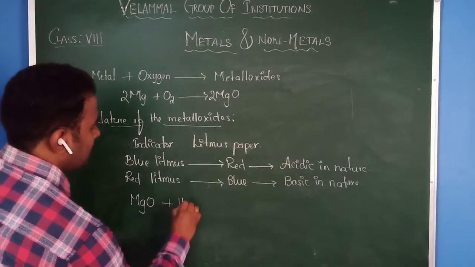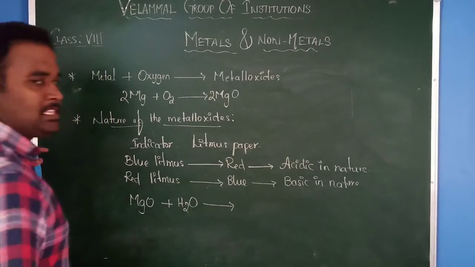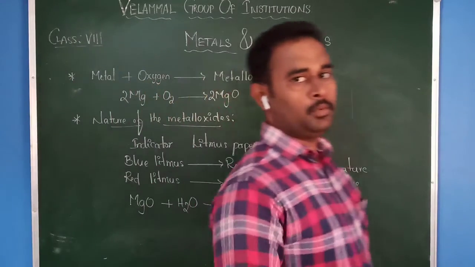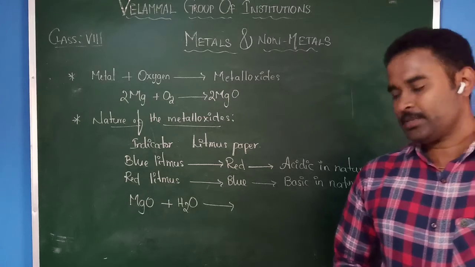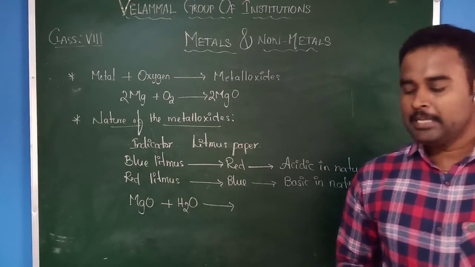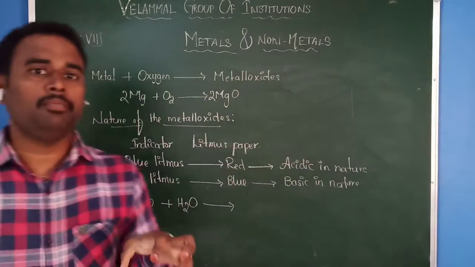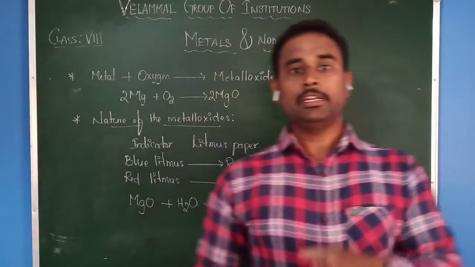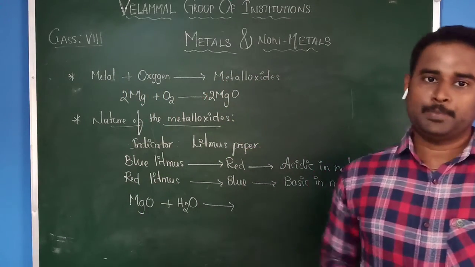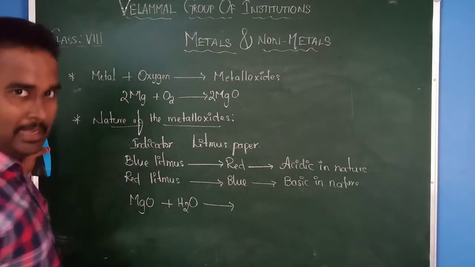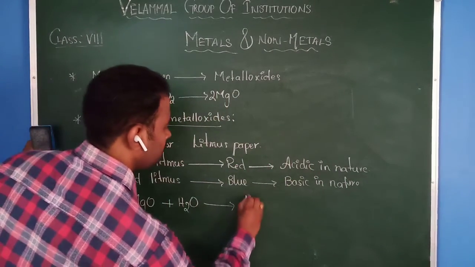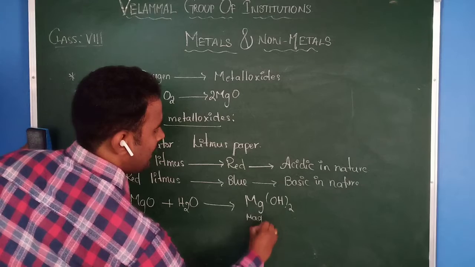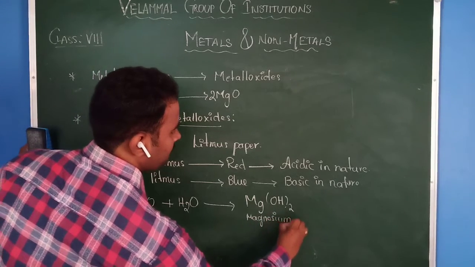Let us take magnesium oxide and dissolve it in water. Why are we dissolving this magnesium oxide in water? Normally, litmus paper won't give any identification test in the solid form. Compulsorily, we need to dissolve it in some amount of water. Even if the compound is in the gaseous state, we need to dissolve it in water, then only you can identify it with the litmus paper. That is why we take magnesium oxide, dissolve it in water, and the respective compound is magnesium hydroxide.